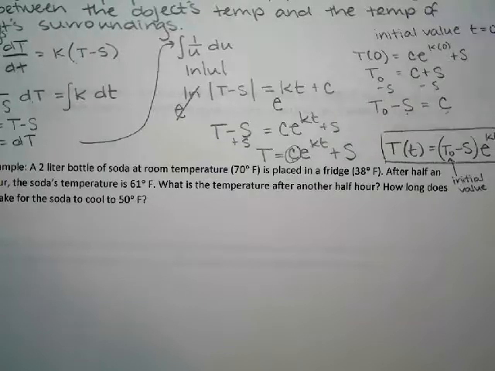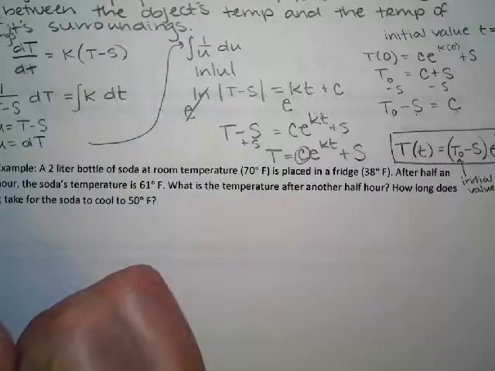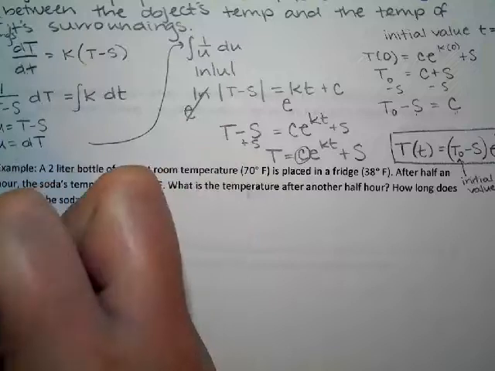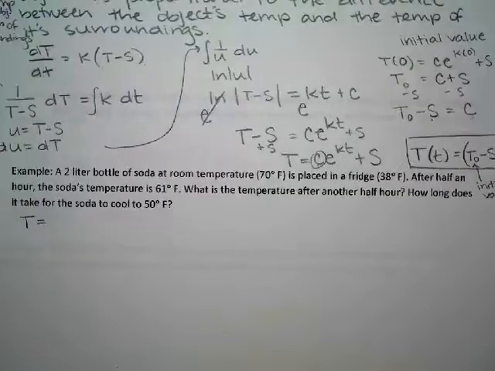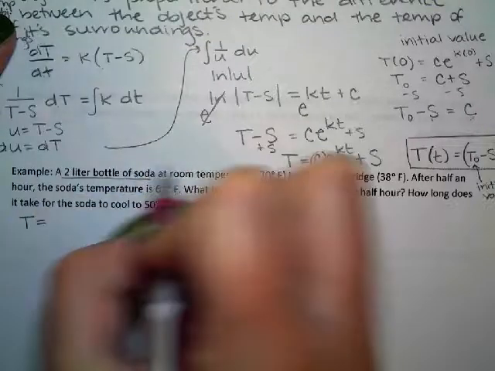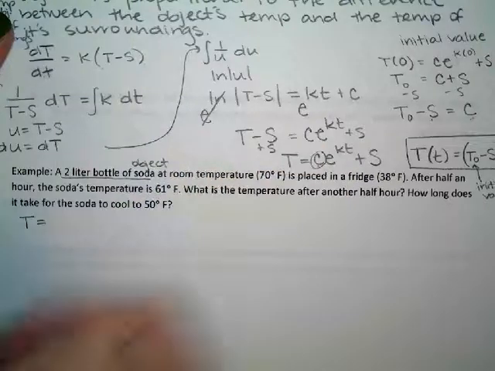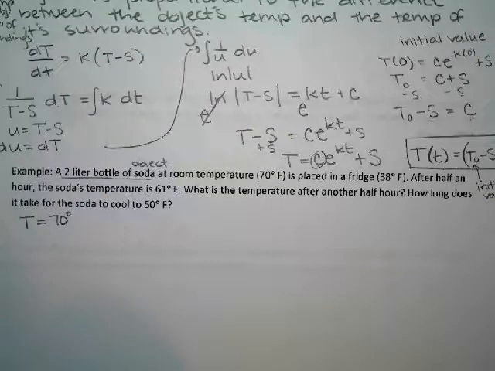Okay, so what is, let's see here. We're going to say the temperature of the object is what? Can you tell what the object is? Soda. Okay, so the soda is the object. What is the temperature of the object? 70 degrees. Okay, so that's capital T. All right, what is the temperature of the surroundings?